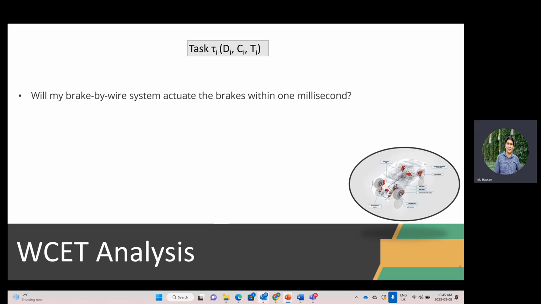What does this 1 millisecond mean? What do we call this in our model? The deadline of the task, right? And then to be able to guarantee or answer this question, you need to calculate the WCET, make sure it's less than 1 millisecond, and then if it's less, you are good. Otherwise, you need to redesign the system.